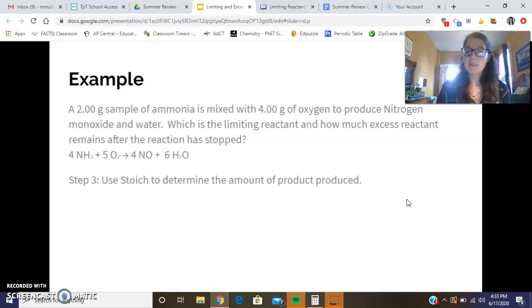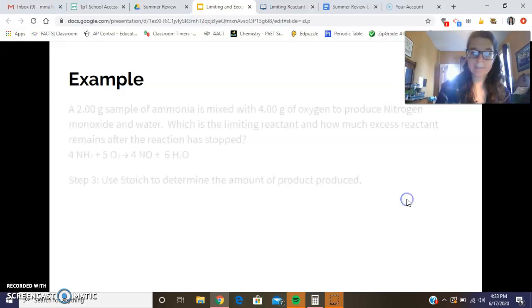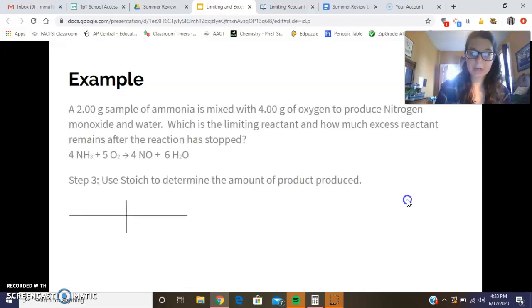Moving on, for the next step, I'm going to use stoich to determine the amount of product produced based on the number of moles of reactants that I had. So first, starting with ammonia, I had 0.117 moles of ammonia. I'm going to use the molar ratio, or stoichiometry, to figure out how much of one of these products I'm going to get. As long as you're consistent, it doesn't matter which one you use in this case since we have 2 products. So I'm just going to use nitrogen monoxide just because it's first.